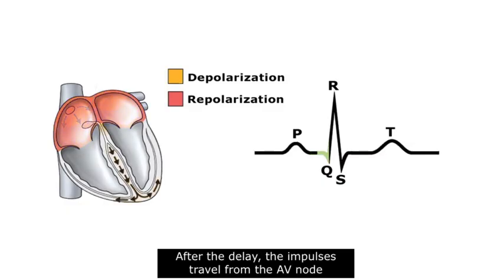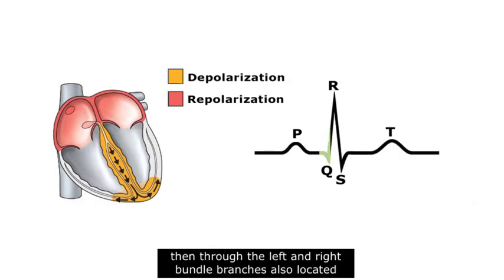After the delay, the impulses travel from the AV node to the AV bundle located in the interventricular septum, then through the left and right bundle branches also located in the interventricular septum. Although the atria and ventricles are adjacent to each other, they are not connected by gap junctions. Consequently, the AV bundle is the only electrical connection between them.